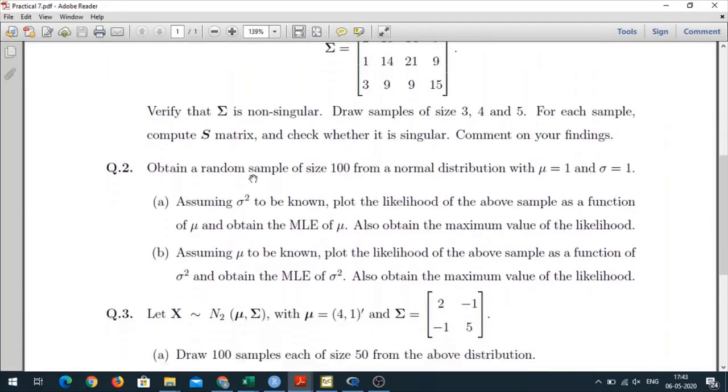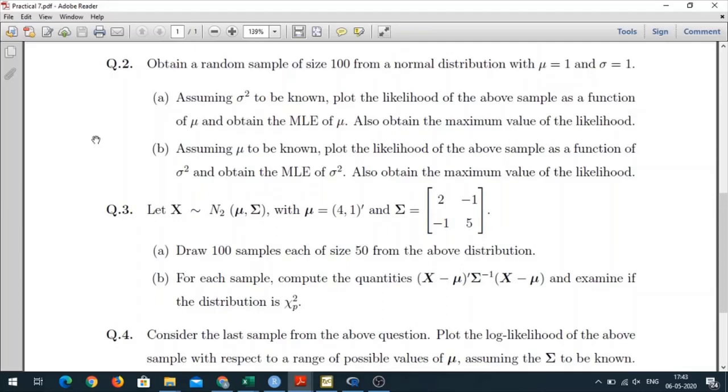We will move to the second question. Second question is important. Obtain a random sample of size 100 from a normal distribution with this mean and sigma. So mean is 1 and variance is also 1. Assuming sigma square to be known, plot the likelihood of the above sample as a function of mu and obtain MLE of mu. So instead of obtaining MLE by direct method where we know that x bar is MLE, we are going to see by plotting can we get an MLE. Okay, so let us do this in R.